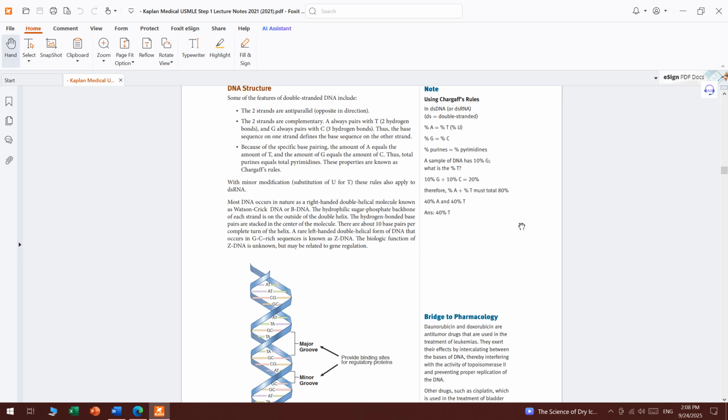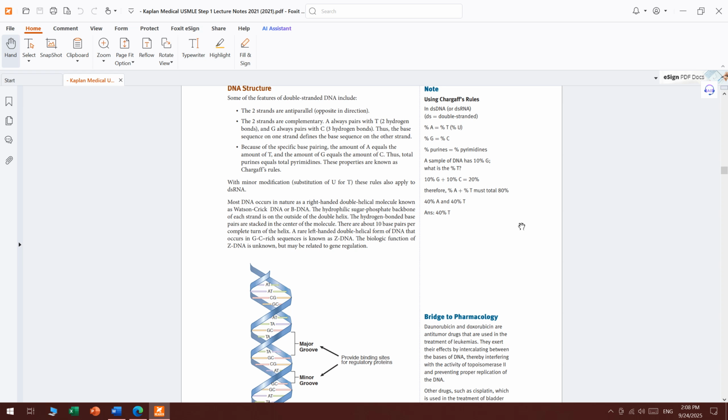This principle is extremely useful for determining unknown base compositions. Most DNA found in nature exists in a right-handed double helical form, famously known as Watson-Crick DNA or B-DNA. In this structure, the hydrophilic sugar-phosphate backbone of each strand is positioned on the exterior of the double helix, interacting with the aqueous cellular environment. The hydrogen-bonded base pairs, which are more hydrophobic, are stacked in the interior, forming the core of the molecule.